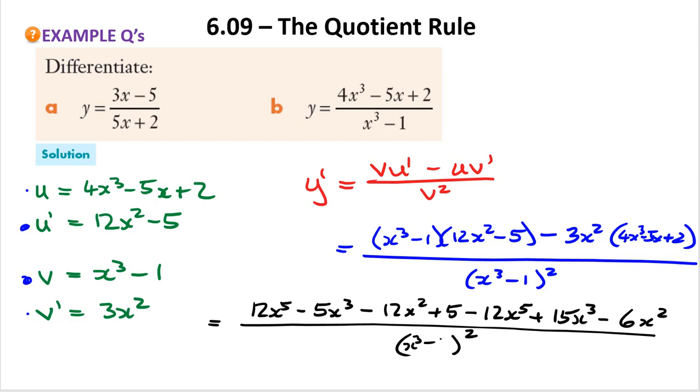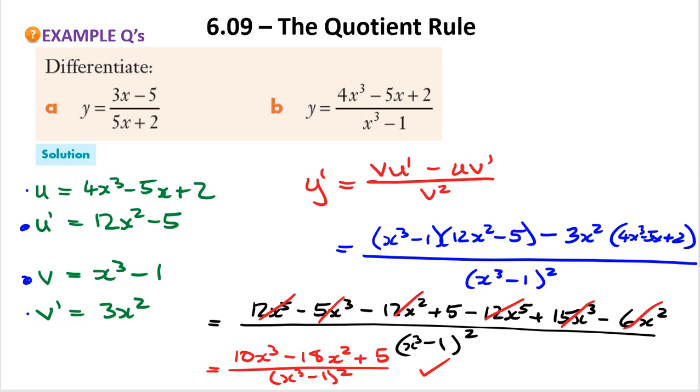I'll write it in. Let's have a look and see if anything cancels here. So we've got the 12x to the power of 5s will cancel. We've got some cubic terms there, so we're going to combine them. Plus 15 minus 5, so that'll give us 10x cubed. We're going to have minus 12x squared and minus 6, so together that's minus 18x squared. Just cancel these out as I go. And we've got this constant term here, 5, so we'll pop that in, and that'll be all over (x cubed minus 1) squared. And we're finished. That's our first derivative. It looks complicated, it doesn't look pretty, but we've got our first derivative.